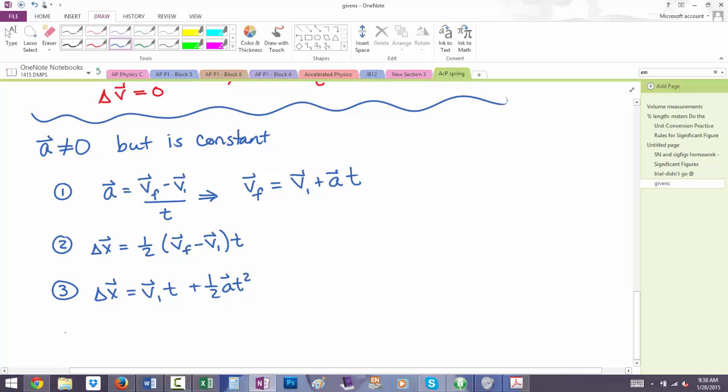And the fourth equation, again, as I said before, we can get these by doing the algebra. You guys have all of the math skills to get there. I just don't want to go through them all with you right now. The last one is VF squared is equal to VI squared plus 2A delta x. Those are the big four. Okay?